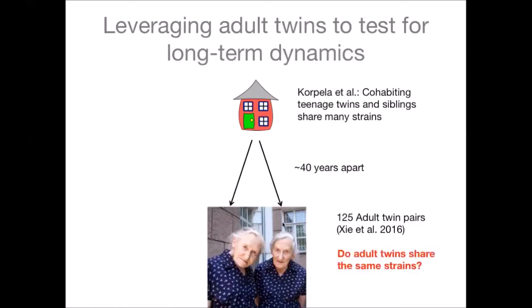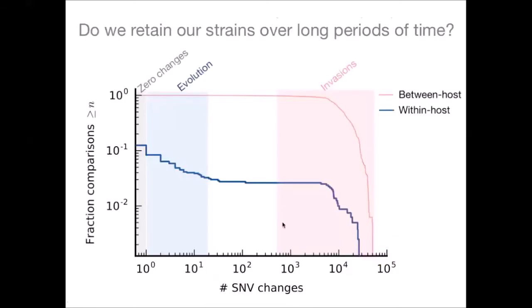If they do, then it means the strains inside of us continue to evolve and stick with us for our lifetimes. But if they don't, that means that the strains inside of us get lost and are completely replaced. So we're going to add yet another line on this plot, and here it is. This is for the between-twin SNP changes. On average, there are about 10,000 SNP changes between twins for pretty much any given bacteria species strain pair.